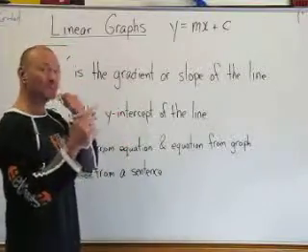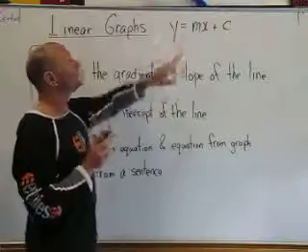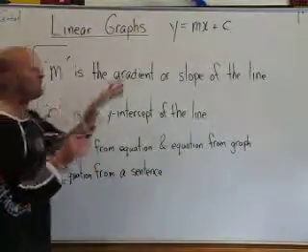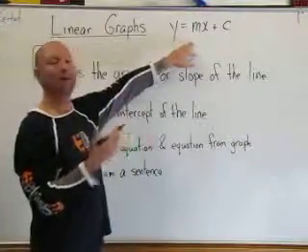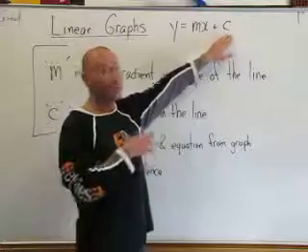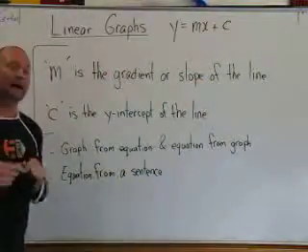Okay, so there's the two things we're going to be looking for when our equation begins y equals. That number in front of x, m, is the gradient or slope of the line, which tells us how steep the line is. And the value c, that constant term, that number with no letter in front of it, is the y-intercept of the line.